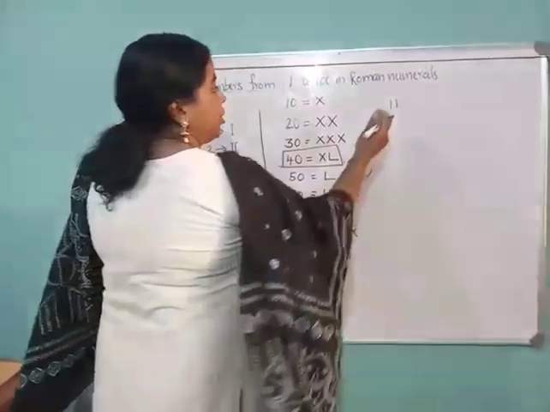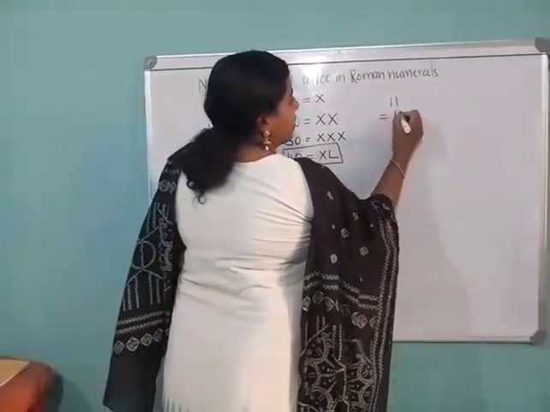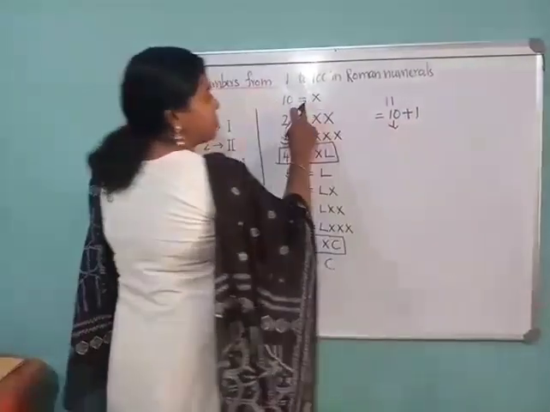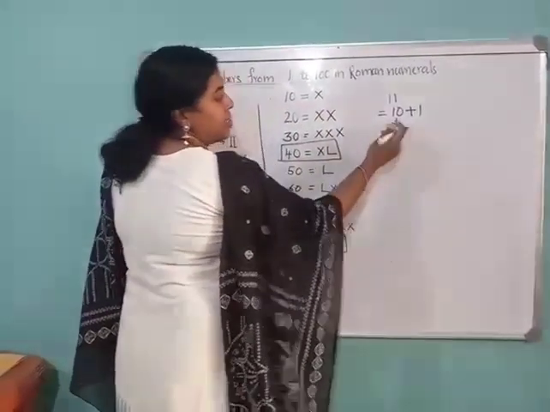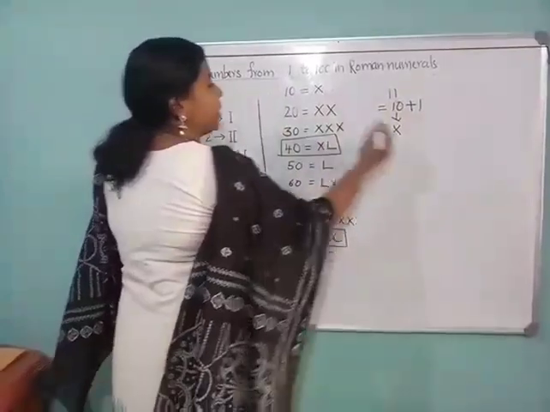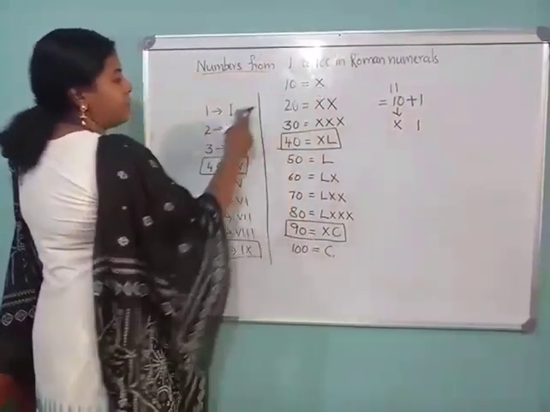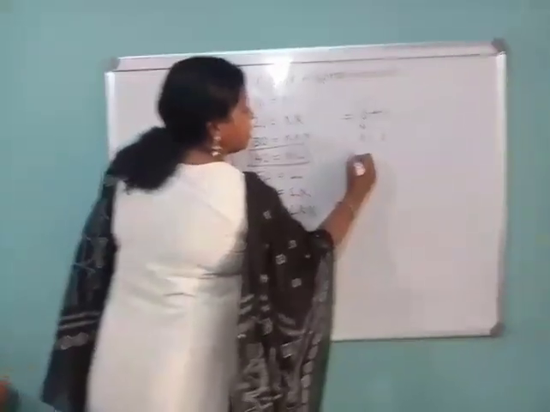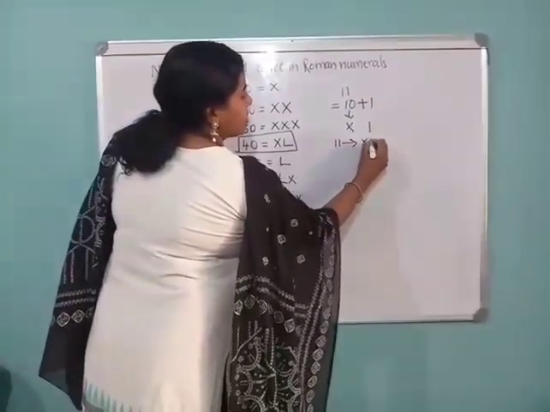Look here. You know that 11 means 10 plus 1. So what is the symbol for 10? Symbol for 10 is X. Symbol for 1 is I. So 10 plus 1, you get 11. So 11 we can write as XI.